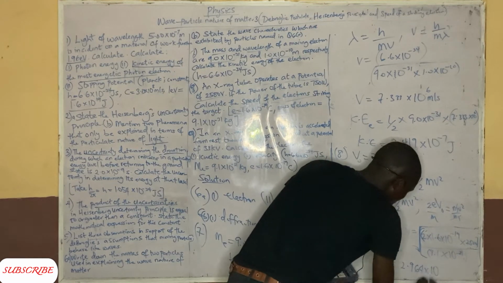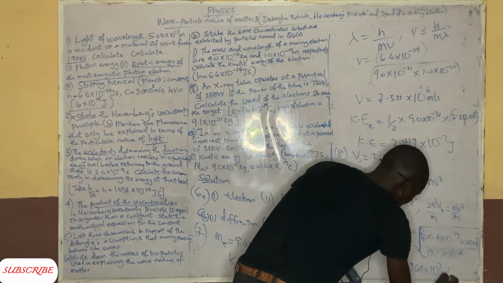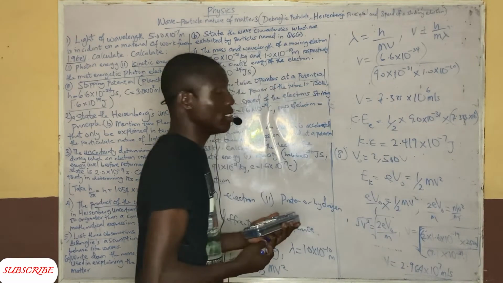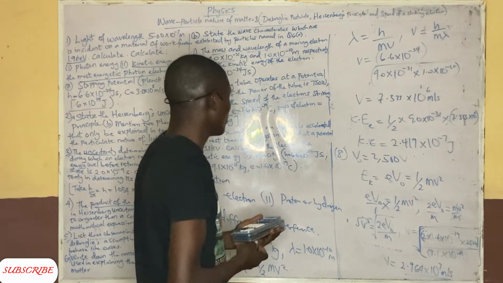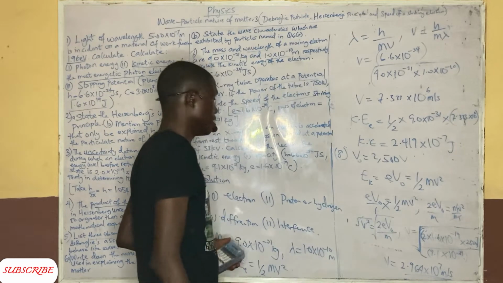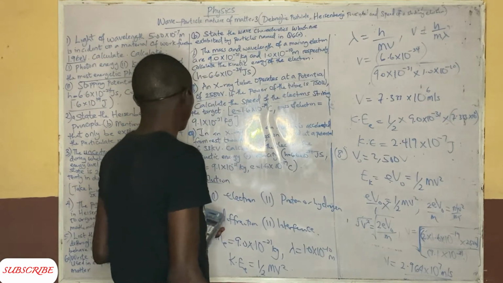2.964 times 10 to the power 7 meters per second. So that is the velocity of the electron. When you press it on the calculator, that is the velocity. So that's about question number 8.